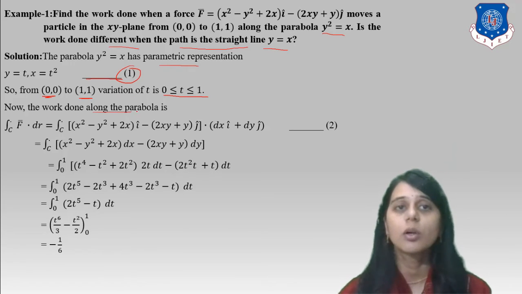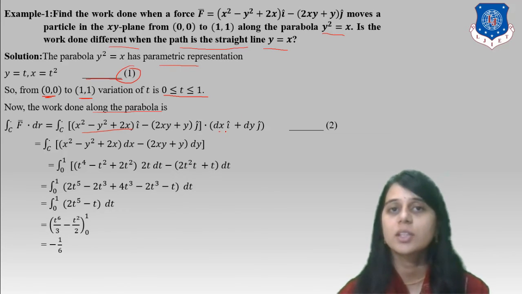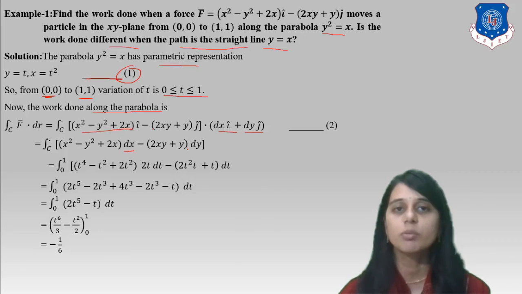Now the work done along the parabola is the integral over C of F bar dot dr bar. What is this? F bar is (x square minus y square plus 2x) i caret minus (2xy plus y) j caret. Dr is dx i caret plus dy j caret. Multiplying these two brackets, we get (x square minus y square plus 2x) dx minus (2xy plus y) dy.